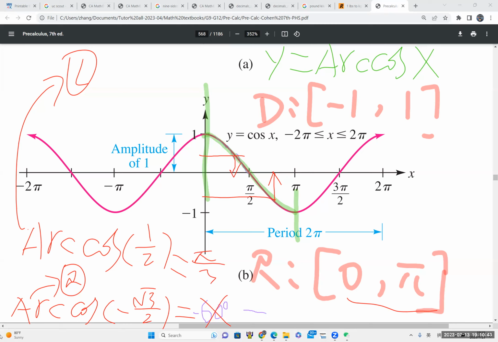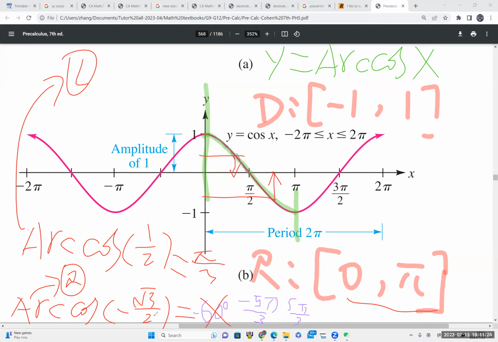Ray, how about you? Also, your question like among 0 to pi, which angle has cosine equal to negative 3 radical over 2? Is it negative 5 pi over 3? No, this is not within 0 to pi. It must be in this range, so it's 5 pi over 3.